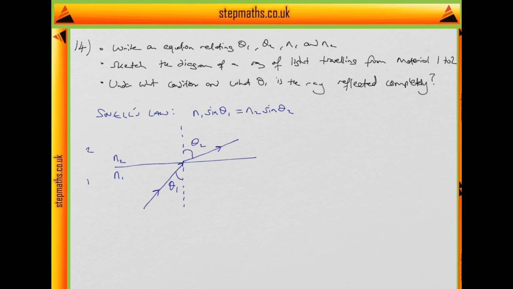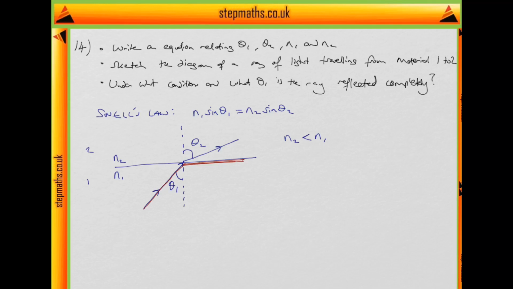So now for the third part, it says under what conditions and what θ1 is the ray reflected completely? Well, this means under what conditions and from what angle of incidence will there be something called total internal reflection. So when will the ray come along, strike the interface, and travel completely along the interface? It won't refract into the second material at all. Well, for this to happen, we require that material 2 is less dense than material 1. So this means we require N2 to be less than N1.